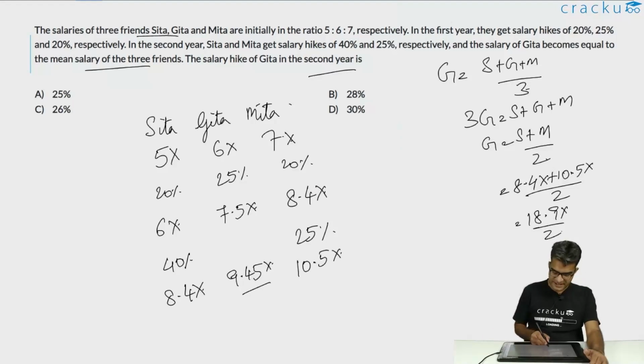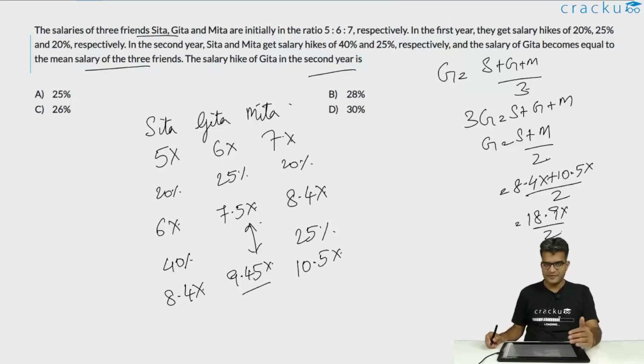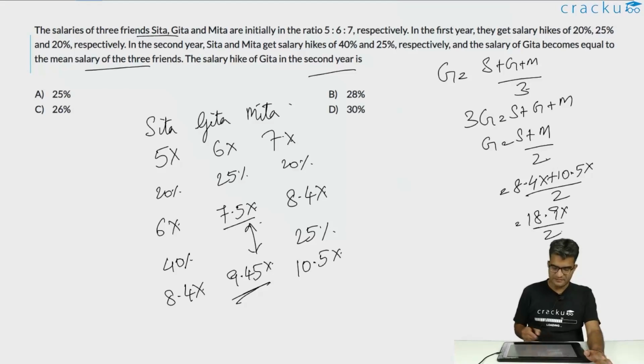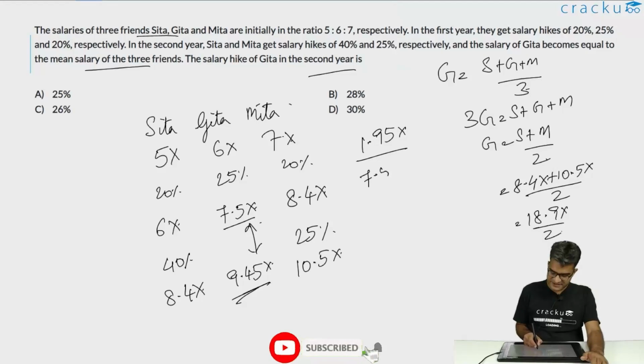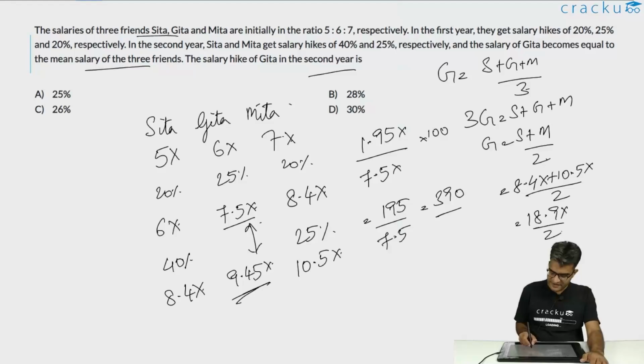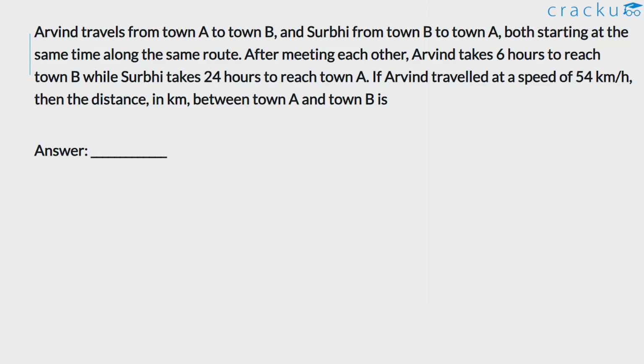So how much salary hike did she get? Her salary before the start of the year was 7.5x. After it, it was 9.45x. So the increase is 9.45x minus 7.5x, which is 1.95x, divided by 7.5x into 100, which is equal to 195 divided by 7.5, which is equal to 390 divided by 15, which is equal to 26%. So the salary hike is option C, which is 26%.